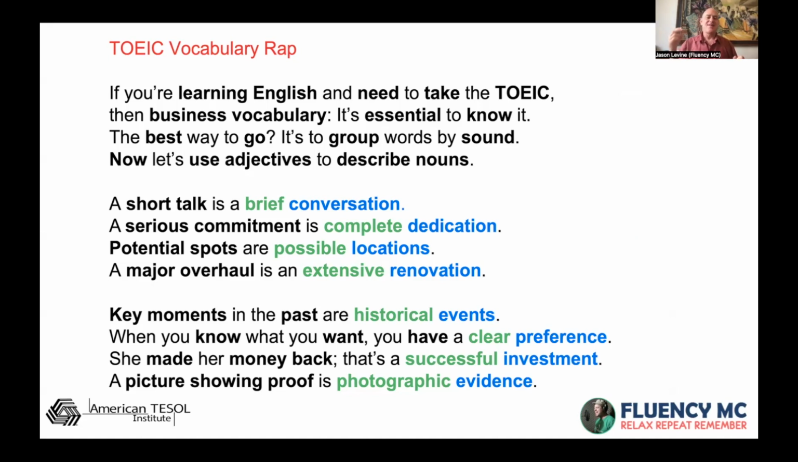If you're learning English and need to take the TOEIC, then business vocabulary is essential to know. The best way to go is to group words by sound. Now let's use adjectives to describe nouns. A short talk is a brief conversation. A serious commitment's complete dedication.